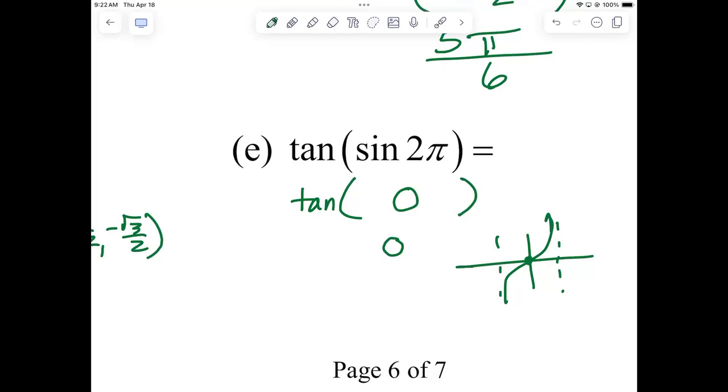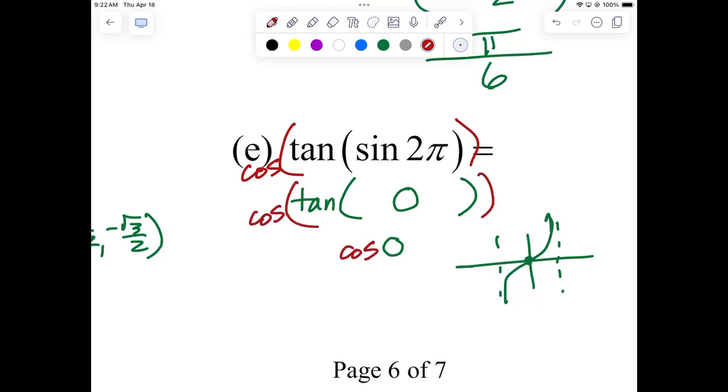Inch by inch, it's a cinch, right? Work it out from the inside out, step by step, piece by piece. Sine of 2π is 0. Tangent of 0 is 0. Piece of cake. What if I had cosine of tangent of sine of 2π? Let's build this question up. It would now be cosine of 0, which is what? 1. See? So it doesn't matter. As long as I have things strung along the way from the inside out that pertain to the unit circle, you could just keep evaluating it, right? Layer by layer by layer.